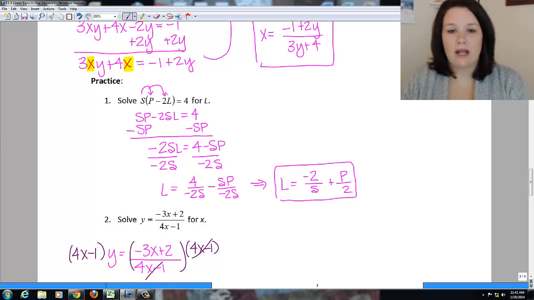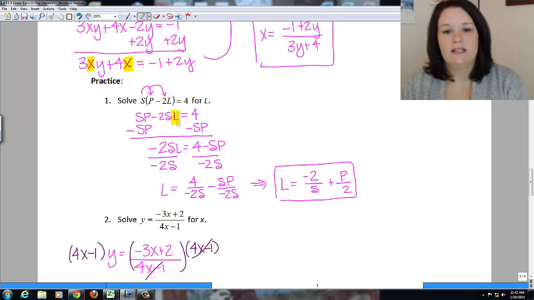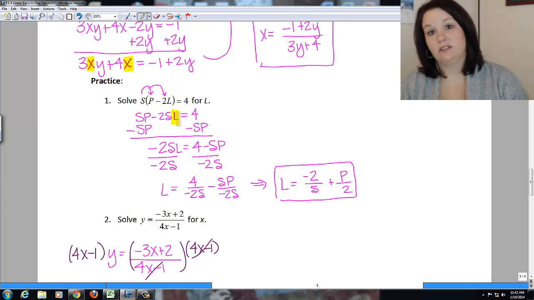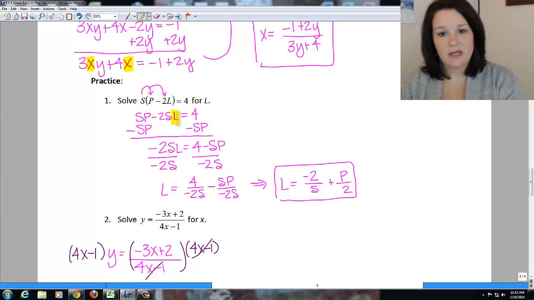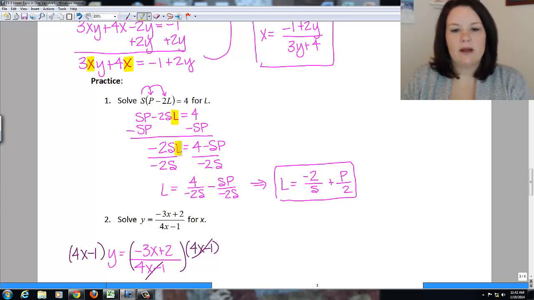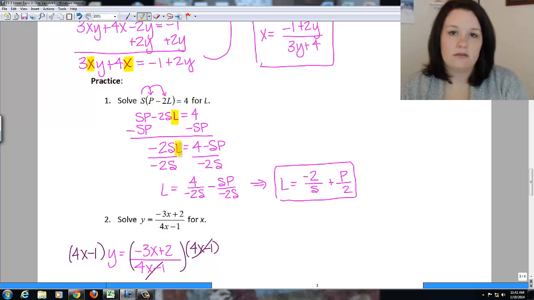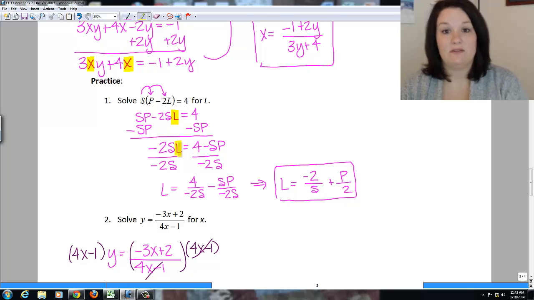And we're solving for L. So we want to get this L isolated all by itself. So I need to move the term that doesn't have an L to the other side. So I subtract the SP, okay? And then to get L by itself, all I have to do is divide off the coefficient that I don't need, which is negative 2s.